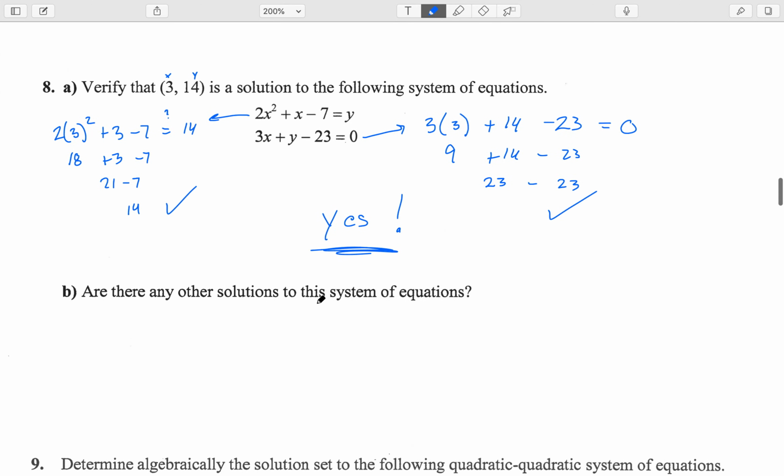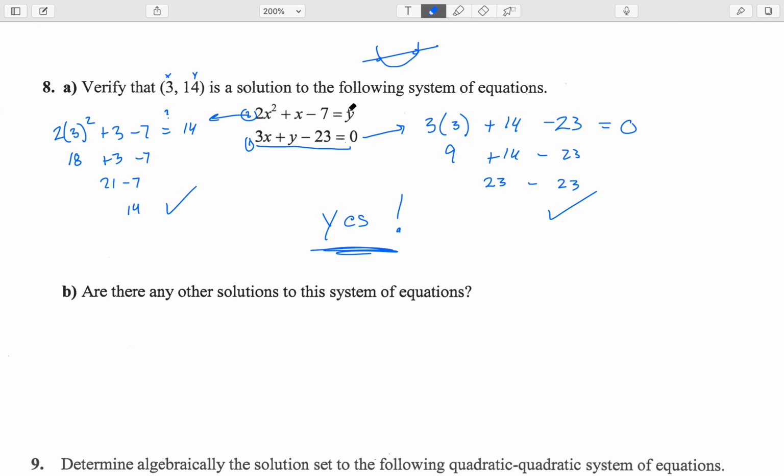Now it says, are there any other solutions? Hang on, this is a line, degree 1, and this is a parabola, degree 2, right? A parabola and a line could hit at 2 points. Okay, well, let's see. Are there any other solutions? How do I solve this one?